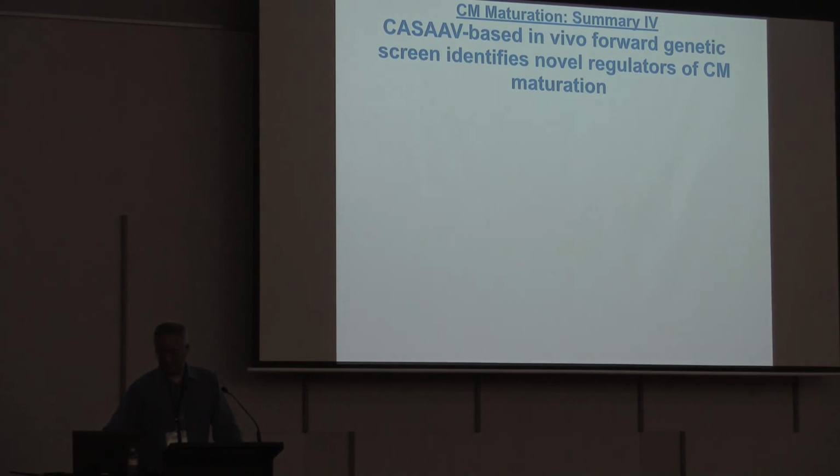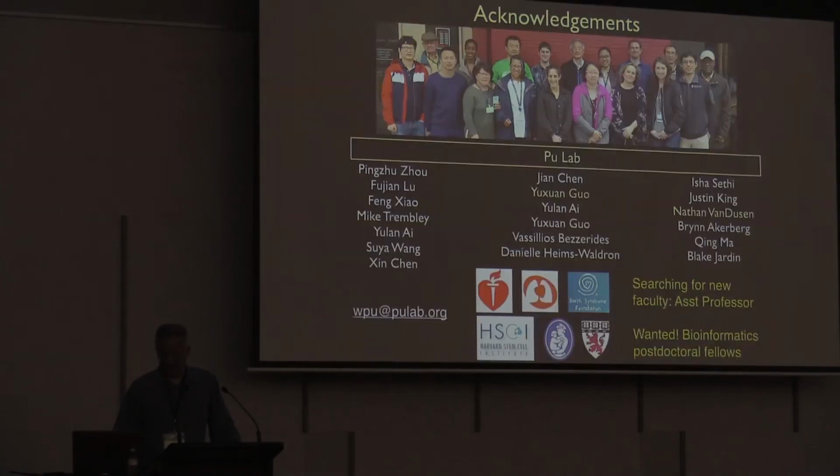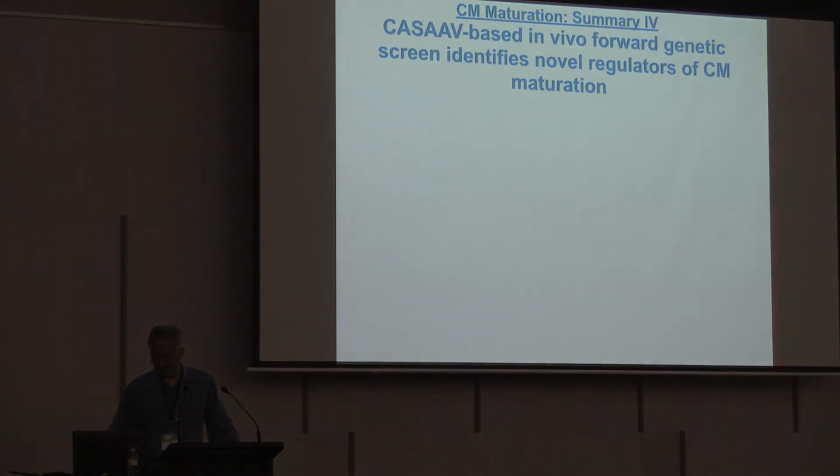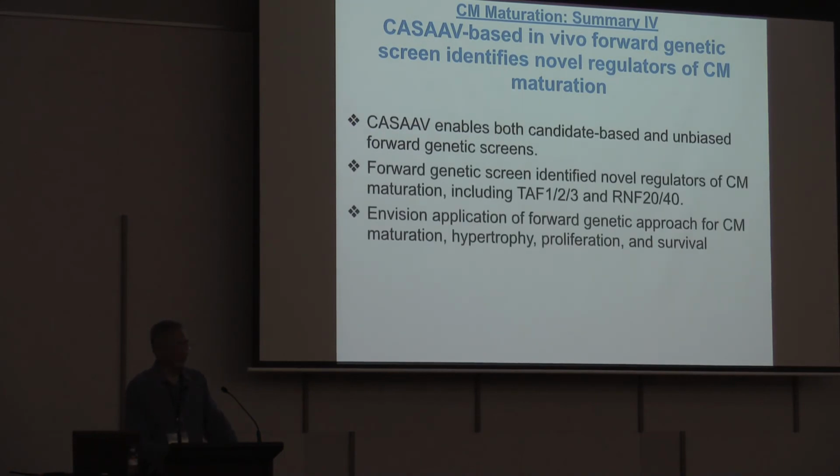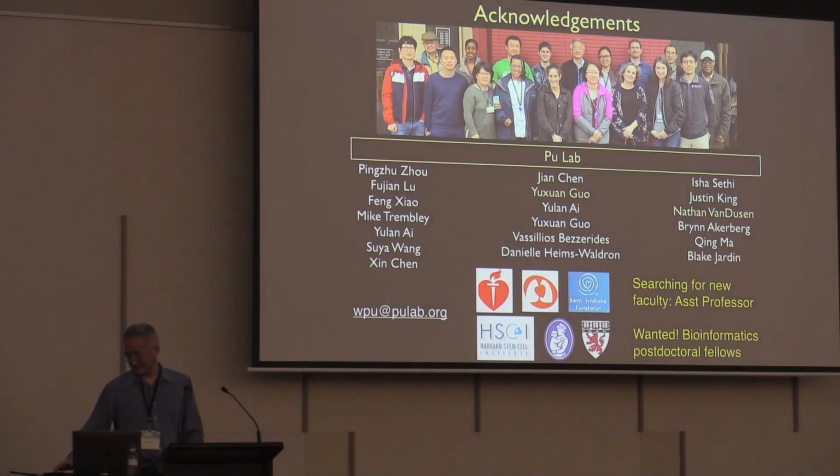So I'll just summarize this and say that we're excited about how this AAV mutagenesis platform can be used to do forward genetics. Here we've done a forward screen for cardiomyocyte maturation, but we envision that this screen could be used to look at hypertrophy, proliferation, and survival. Thank you very much.